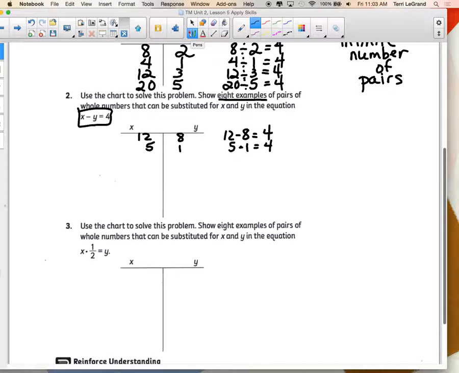Wait, 8 minus 4. 8 and 4. 8, take away 4, is that 4? Yes. Okay.